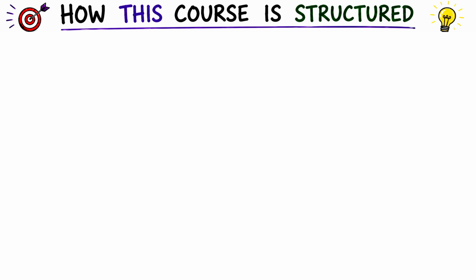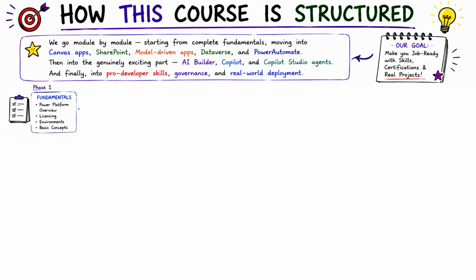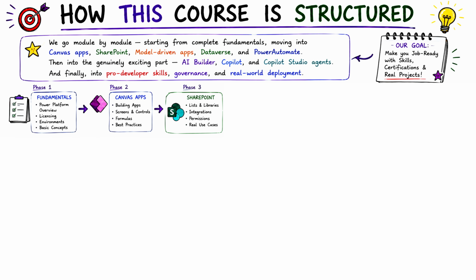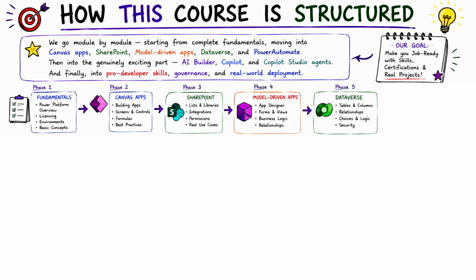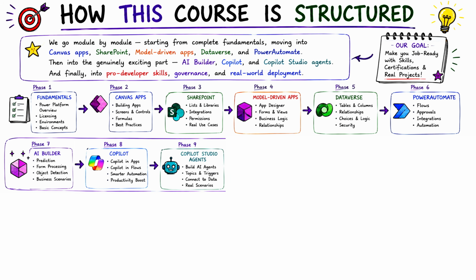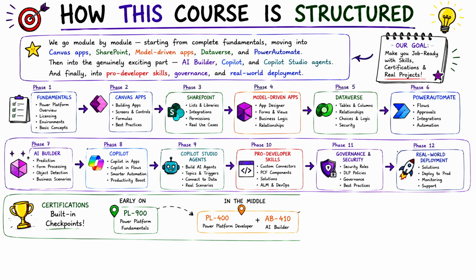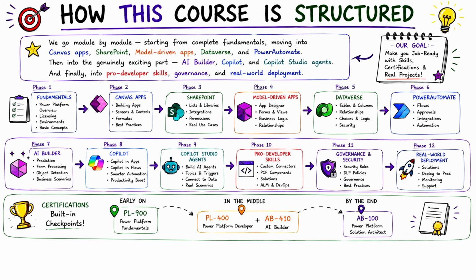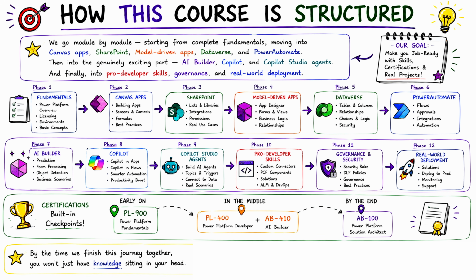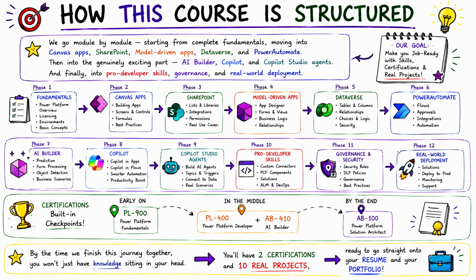So here is exactly what we are going to build together on this channel. We go module by module, starting from complete fundamentals, moving into Canvas apps, then model-driven apps, Dataverse, and Power Automate. Then into the genuinely exciting part, AI Builder, Copilot, and Copilot Studio agents. And finally into pro developer skills, governance, and real-world deployment. And certifications are not an afterthought. They are built into checkpoints along the way. PL-900 early on, PL-400 and AZ-410 in the middle, and by the end, you will be aiming for the expert-level AZ-100. By the time we finish this journey together, you won't just have knowledge sitting in your head. You will have 2 certifications and 10 real projects ready to go straight onto your resume and your portfolio.